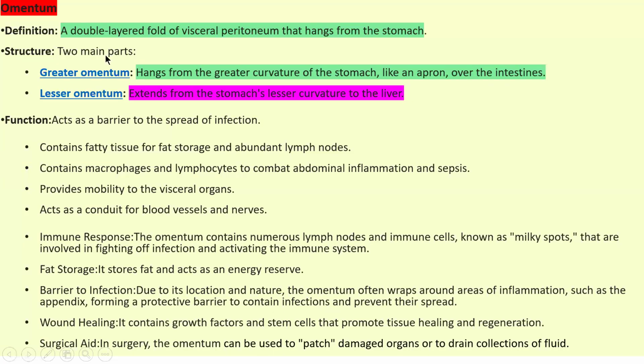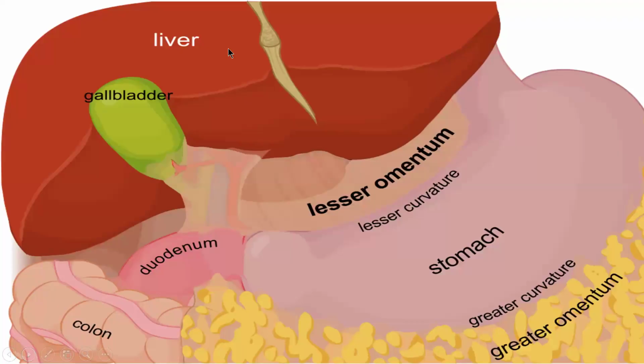So now the omentum, a double-layer fold of visceral peritoneum that hangs from the stomach. Greater omentum hangs from the greater curvature of the stomach like an apron over the intestine. Lesser omentum extends from the lesser curvature of the stomach to the liver. So lesser omentum to the liver, greater omentum from the stomach to the large intestine.